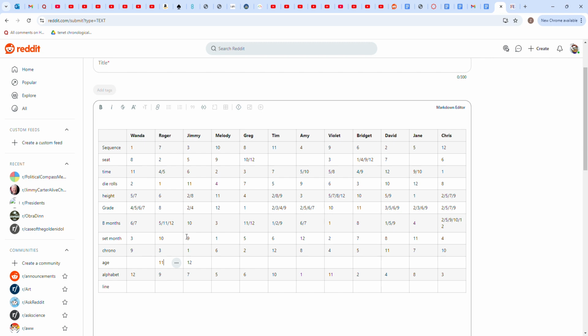So that tells us that we have Roger in the 11th spot. Greg and Bridget, we don't have a definitive way to compare their ages, but we do know that they take up spots 9 and 10. Since Melody is the next oldest, she's going to take up slot 8, and Violet, who is younger than her, is going to take up slot 7. And since she takes up slot 7, we can eliminate the 7 from the possibility for her height.